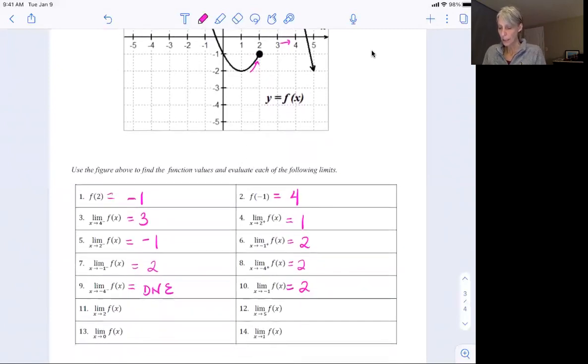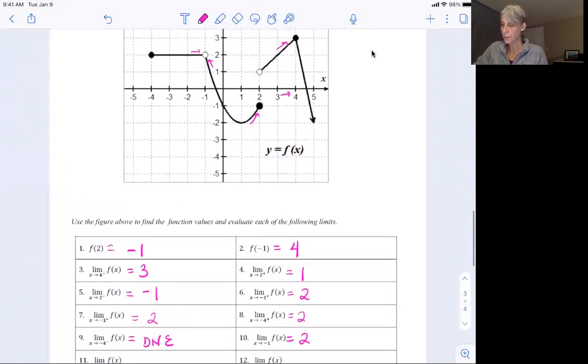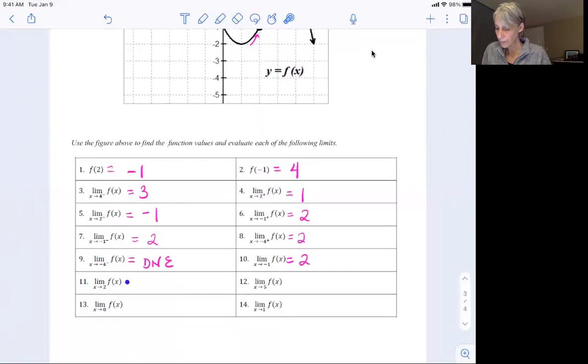In 11, the limit as x approaches 2. Again, we did the work up above, but we can also just tell from the graph. The limit as x approaches 2, I'm going to look from the left, I'm going to look from the right. And what I see here is just a break in this graph. There are 2 different numbers. That limit does not exist.